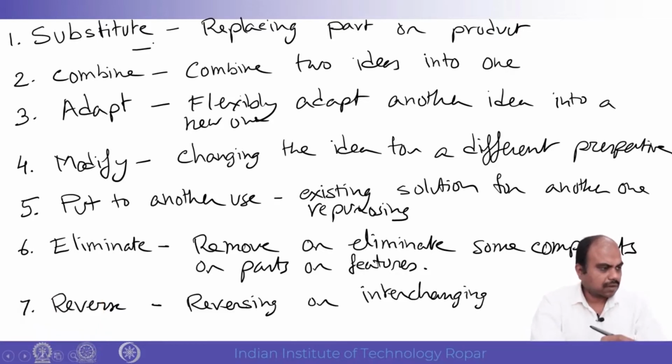So substitute, maybe if some component is made of glass, and some kids wanted to use that, so instead of glass you make it plastic. So plastic toys. Instead of glass toys or anything which can break, we are using plastic toys. So we are substituting the material and making it more usable for some other user.